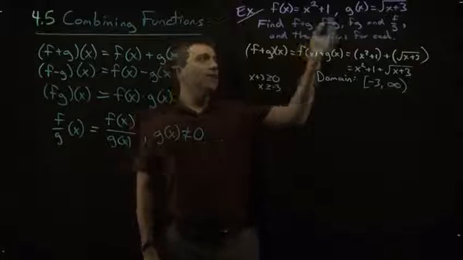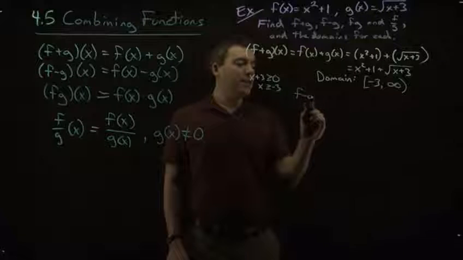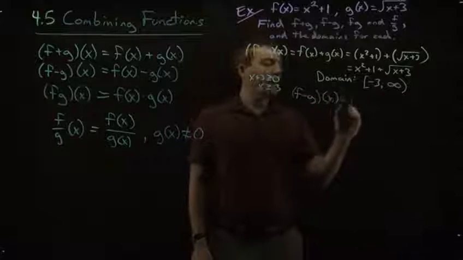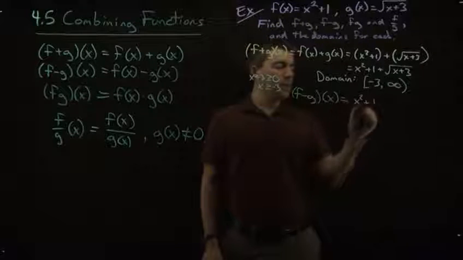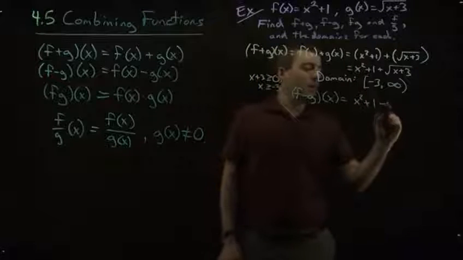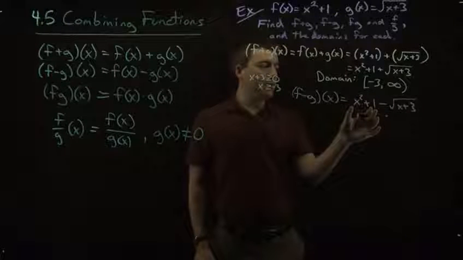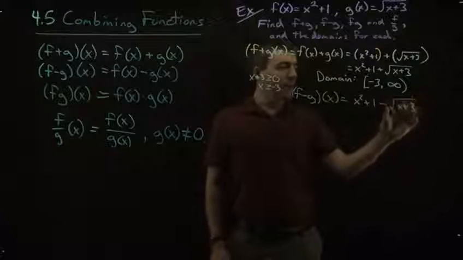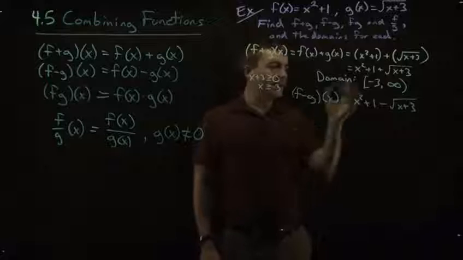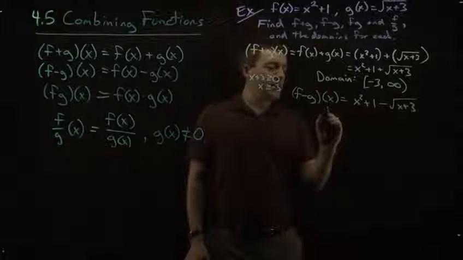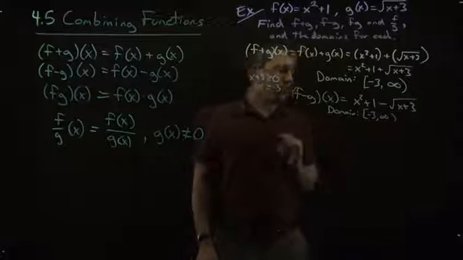All right, let's find the difference. So we have f minus g of x. That's going to be f of x minus g of x. So we have our x squared plus 1 minus square root of x plus 3. These are considered grouped, the minus sign here, so we don't have to worry about that. The square root kind of naturally groups the x plus 3 together. All right. The domain of this is also the domain of the sum, so the domain here, negative 3 to infinity.